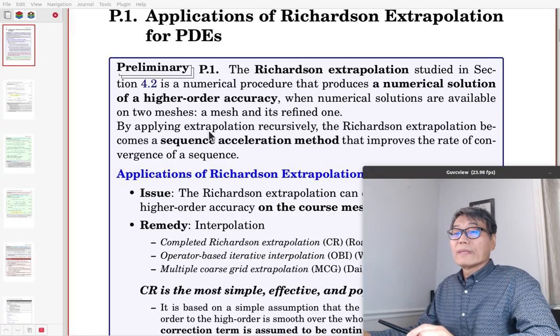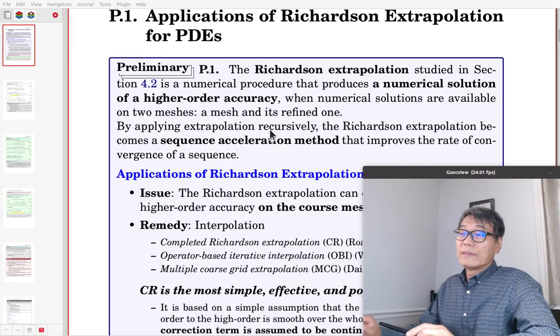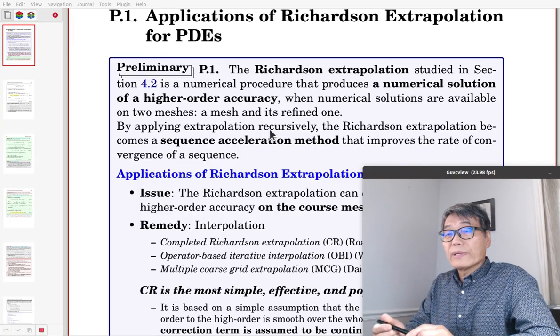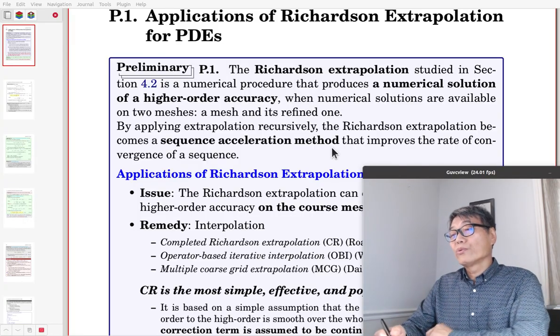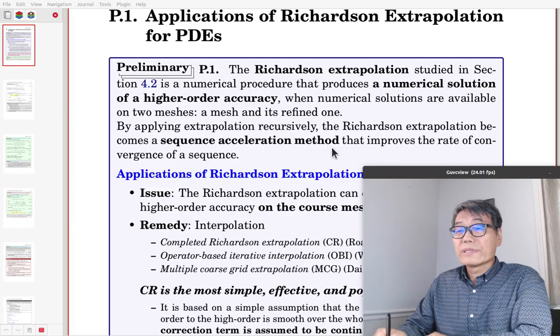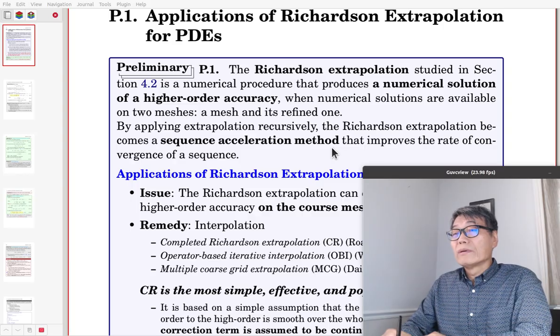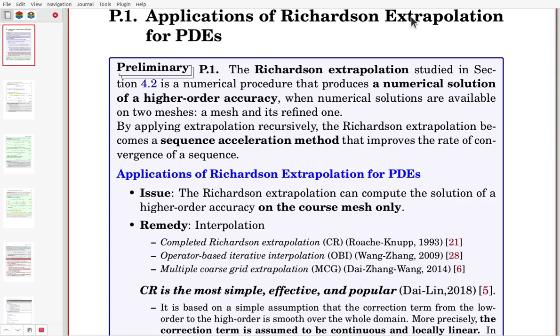By applying extrapolation recursively, the method becomes a sequence acceleration method that can improve the rate of convergence of a sequence. We can apply this technique to the numerical solution of PDEs. However, we have an issue. The Richardson extrapolation can compute the higher order solution on the coarse mesh only.